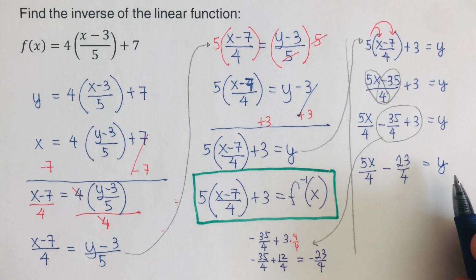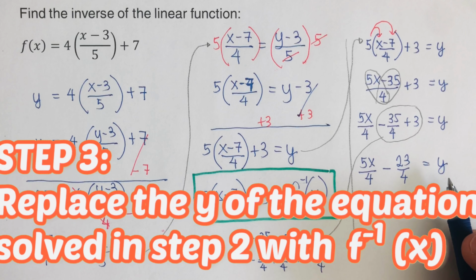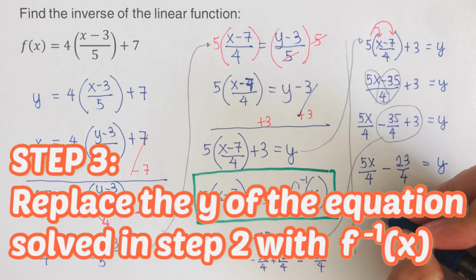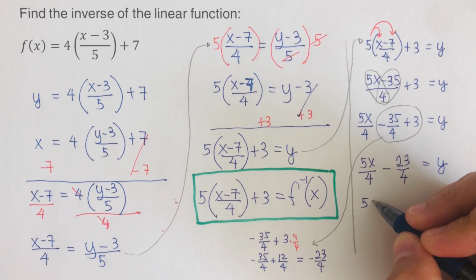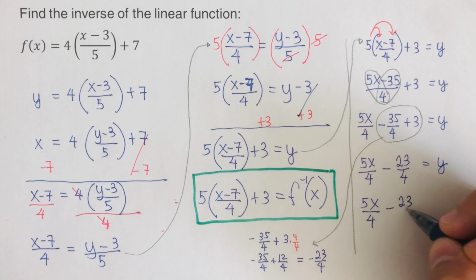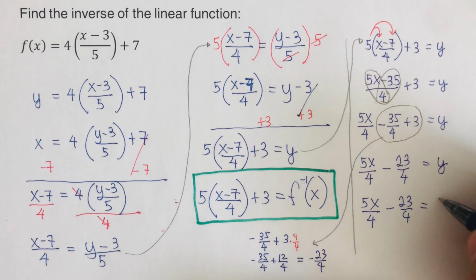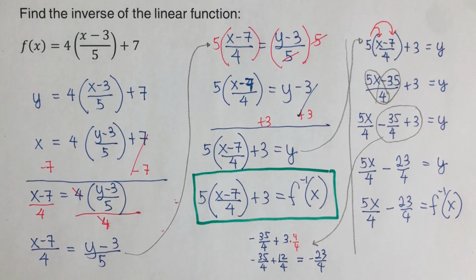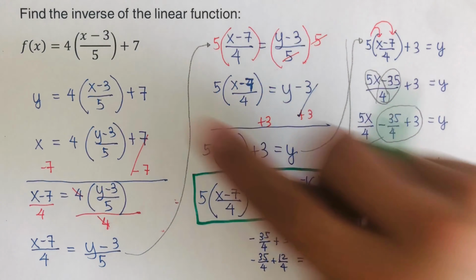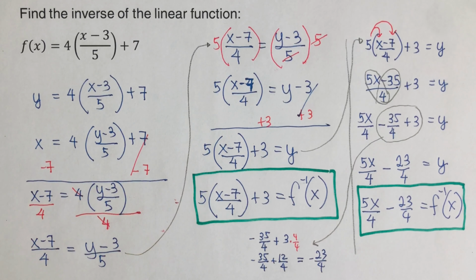So then we apply the third step, replace the y of the equation solved from step 2 with f negative 1 of x. So then we can go ahead and rewrite this as 5x over 4 minus 23 over 4 equals f negative 1 of x. So this is the other way of expressing the inverse of this function in y equals mx plus b form. Did you get the same answers as this?